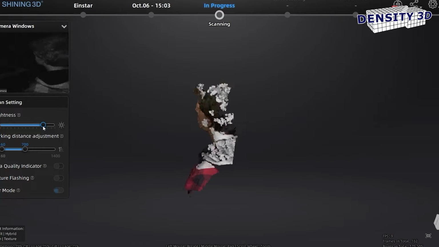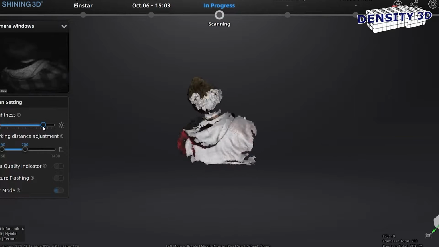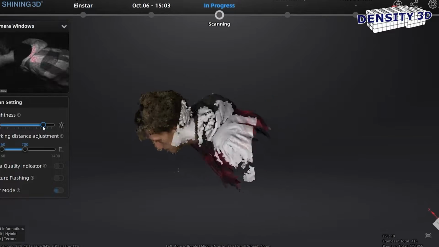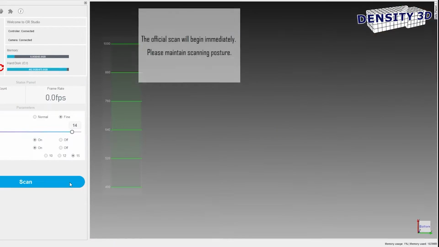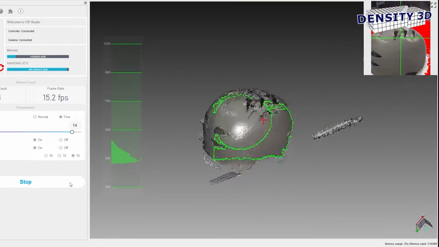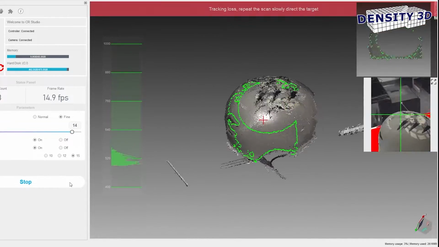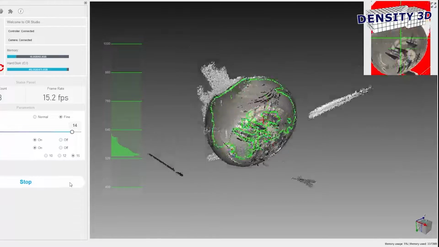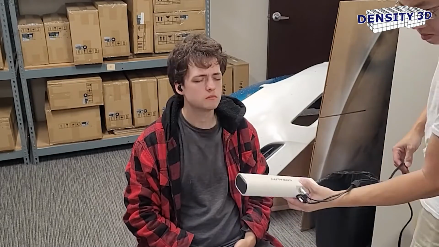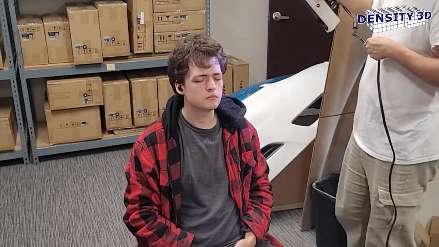The Einstar is Shining 3D's newest 3D scanner, bringing professional scanning to the budget market. But how does it stack up against other scanners in the budget category? Today we're going to look at a similar scanner, the closest thing to a direct competitor that the Einstar has. Today we're going to look at Creality's CR Scan 01, a $700 scanner with some impressive capabilities that will give the Einstar a run for its money.